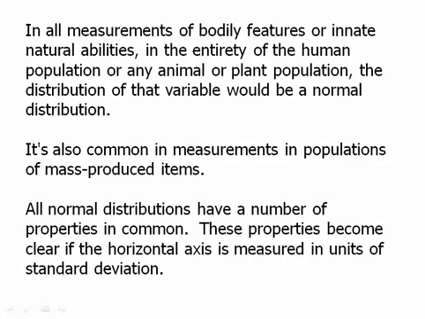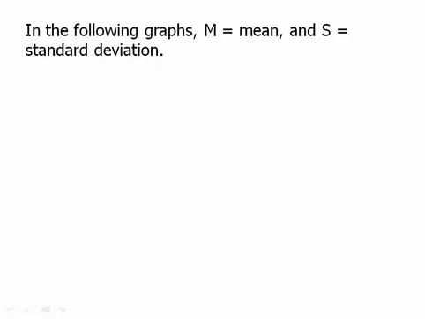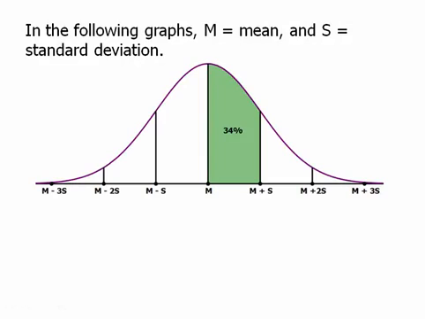Now, it's very important to realize all normal distributions have a number of properties in common. These properties become clear if the horizontal axis, instead of being measured in ordinary units, pounds or kilograms or inches or something like that, is measured in standard deviations. In fact, when we measure in standard deviations, all normal distributions look the same. So in the following graphs, I'm just going to use the abbreviation M for the mean and S for the standard deviation. And this is what essentially every normal distribution in the world looks like.